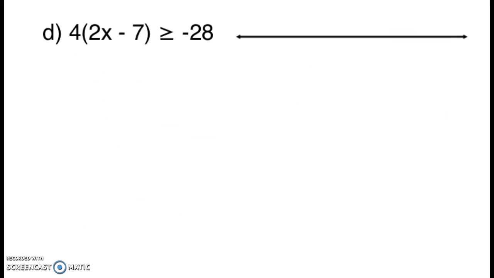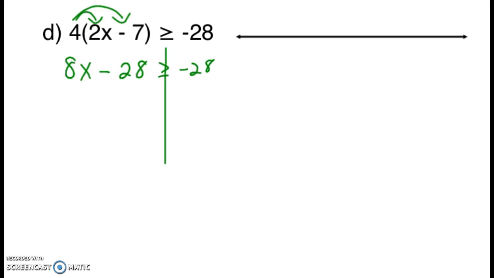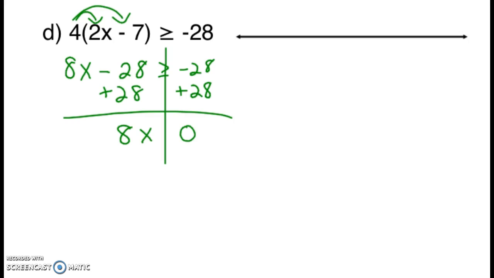And the last one, 4 times the quantity 2x minus 7 is greater than or equal to -28. Again, I'm going to simplify my left side of the expression first before I do anything else. So I have 8x minus 28, I use the distributive property, is greater than or equal to -28. Okay, and I'm going to add 28 to both sides. Oh no, some kids get freaked out here. I have a 0 on one side. That's okay, you can have 0 there.